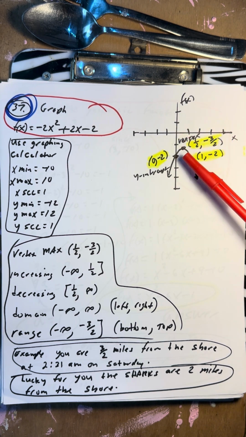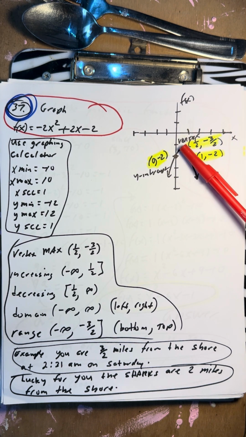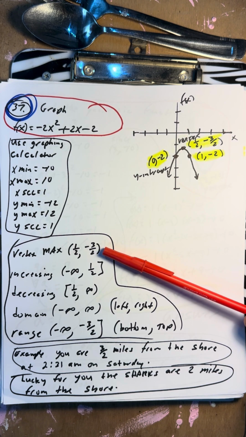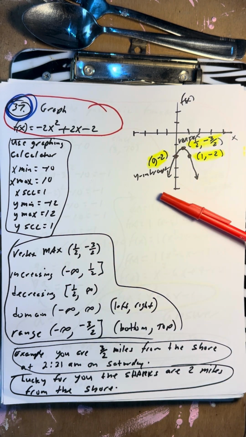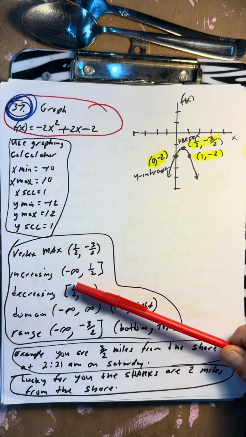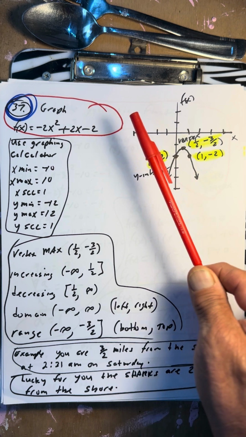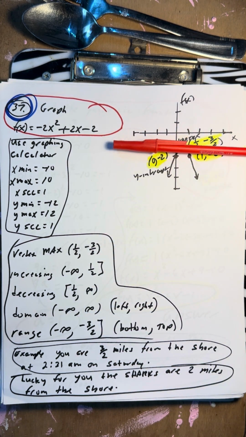No x-intercepts. But it has a y-intercept. See? 0, negative 2. And the vertex is at 1/2 and negative 3/2. So the vertex or the max of this is 1/2 and negative 3/2 right there. Increasing, yes, up to right there. Stop. And then it's decreasing from here that way. Domain, negative infinity to infinity. And the range is from negative infinity to negative 3/2.